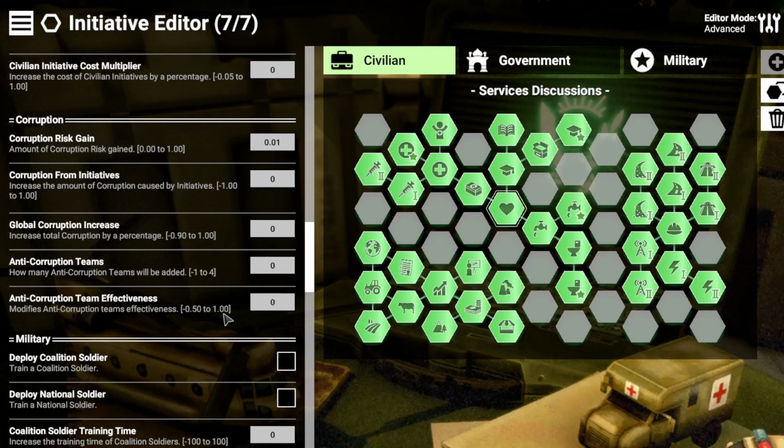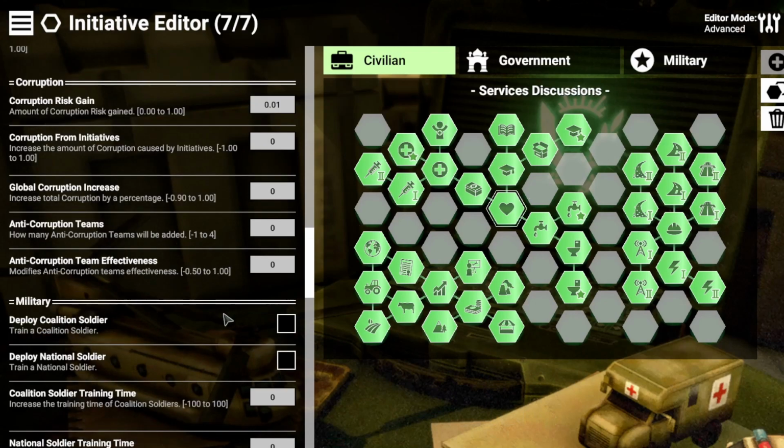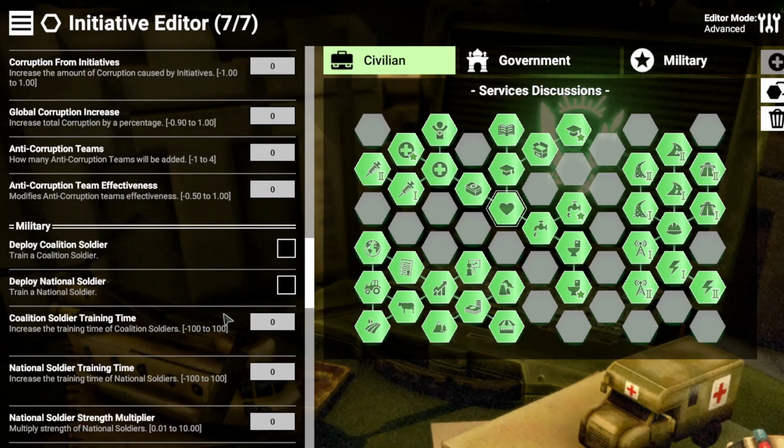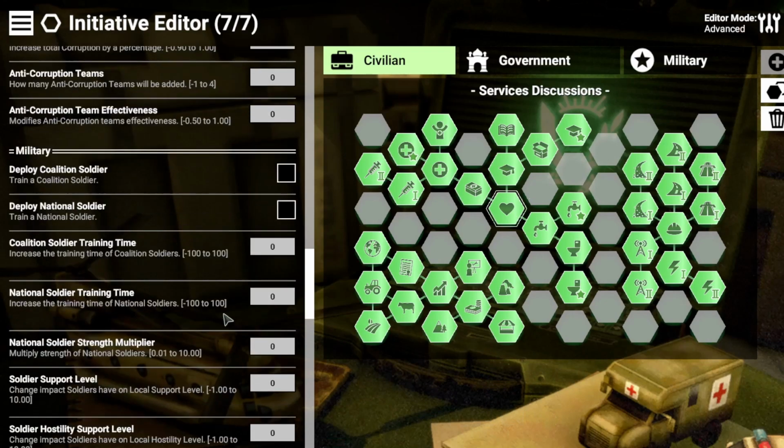Deploy soldiers, self-explanatory. Soldier training time, self-explanatory. Soldier strength multiplier, decrease or increase national soldier strength. Game defaults to 4 for arms upgrades. Soldier support level. Positive values increase support while negative values reduce support. Coalition soldiers still decrease support after a period of time. Soldier hostility level inverted. Positive values decrease hostility while negative values increase hostility.